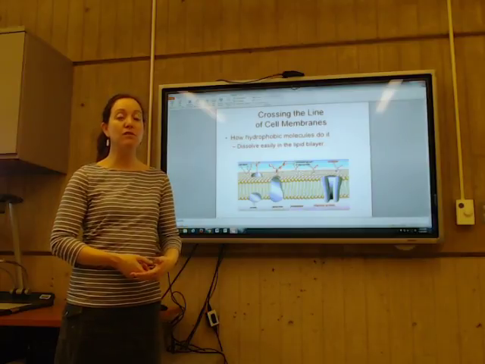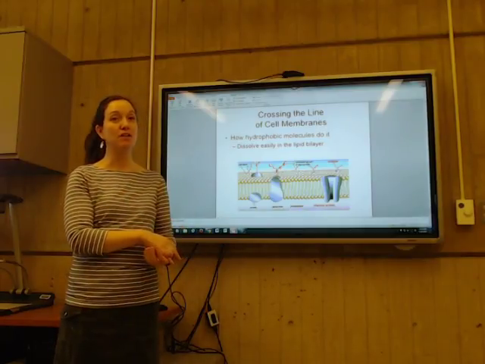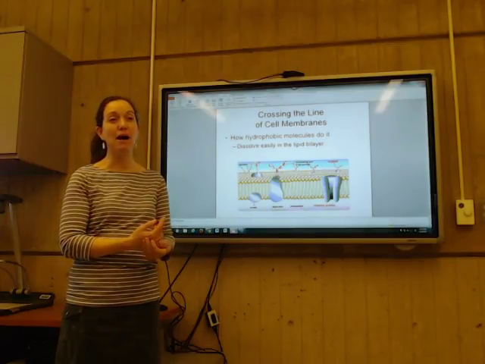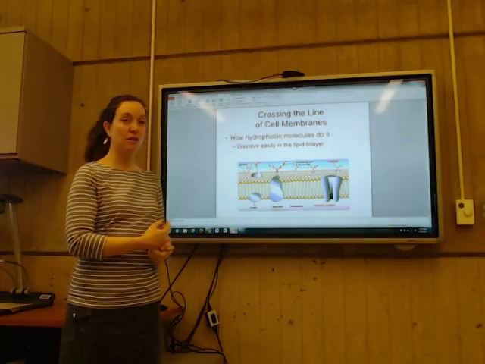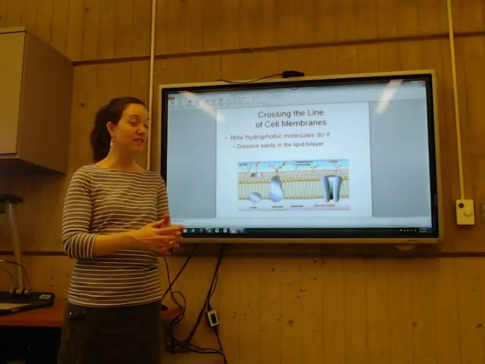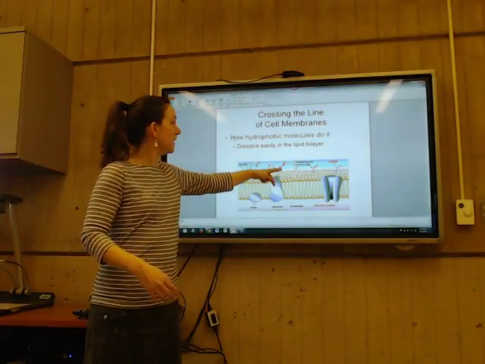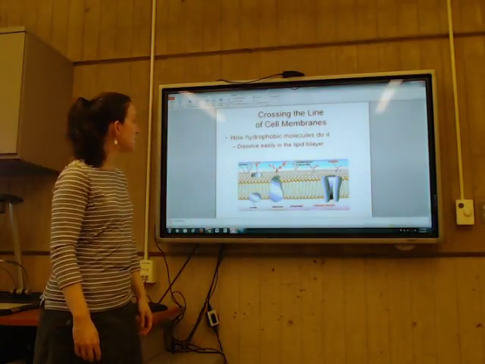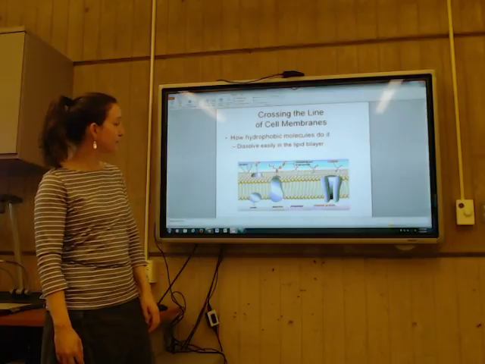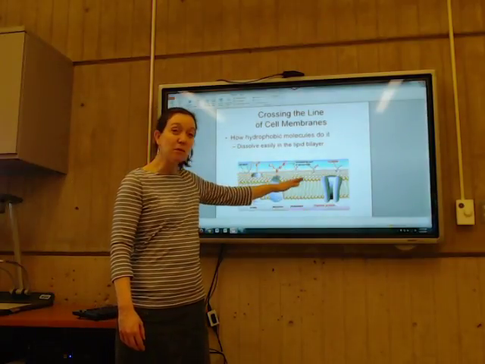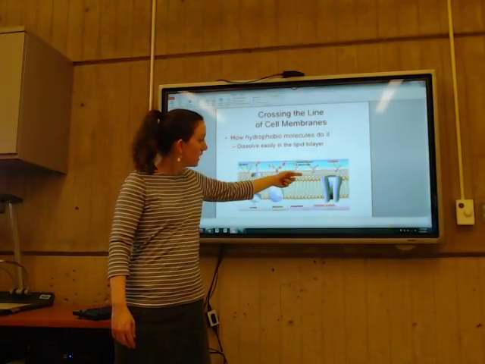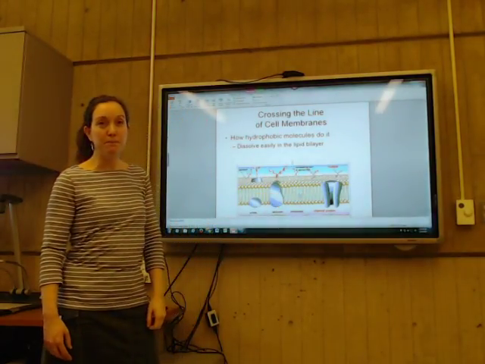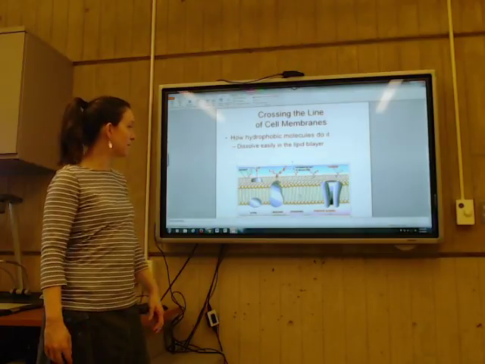Hydrophobic molecules, those that do not interact with water, are the more fatty ones. Because of nonpolar bonds, they're not going to interact with water very easily. They can easily, however, transport or diffuse across the plasma membrane and the lipid bilayer. So a fatty substance or a nonpolar molecule can get dissolved in the fatty part of the phospholipids and cross the membrane.